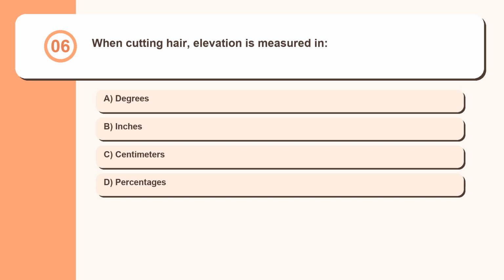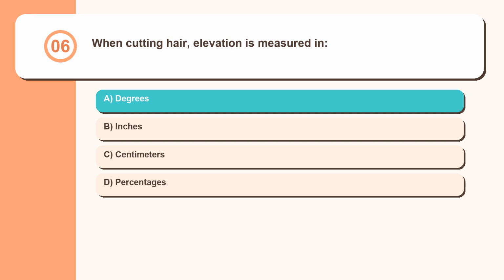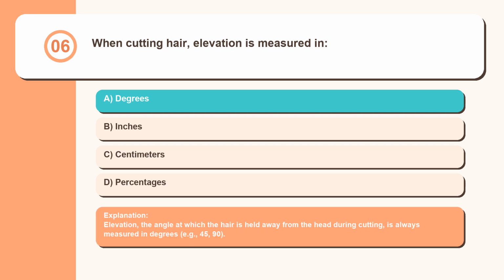Question 6. When cutting hair, elevation is measured in degrees, inches, centimeters, or percentages. Elevation, the angle at which the hair is held away from the head during cutting, is always measured in degrees, for example 45, 90.